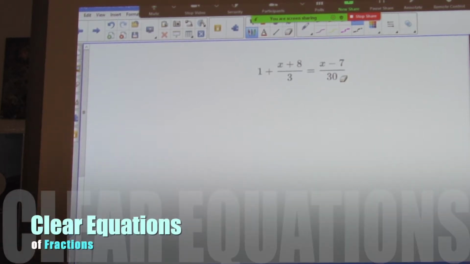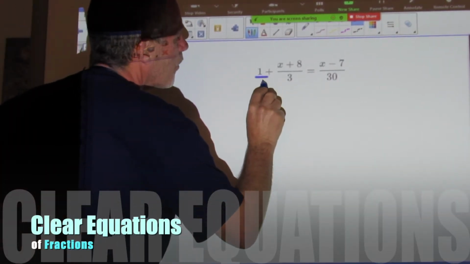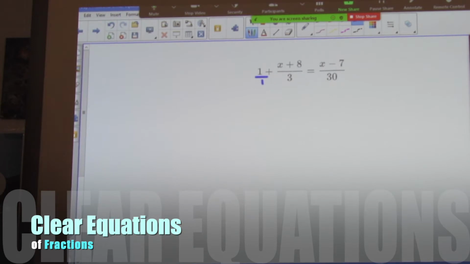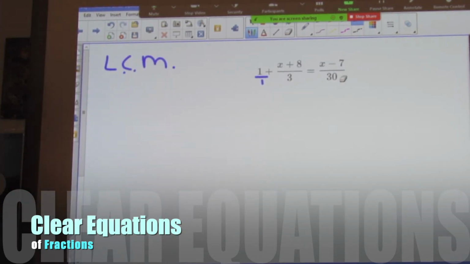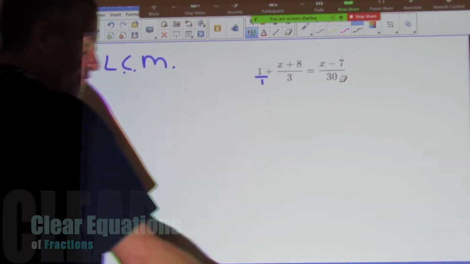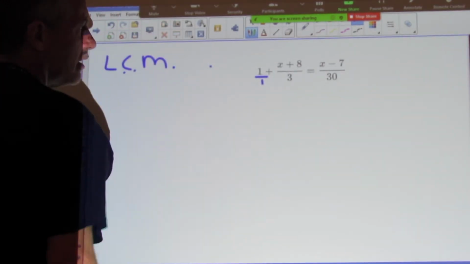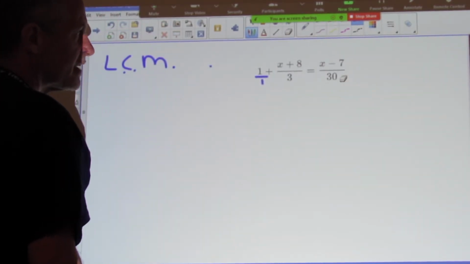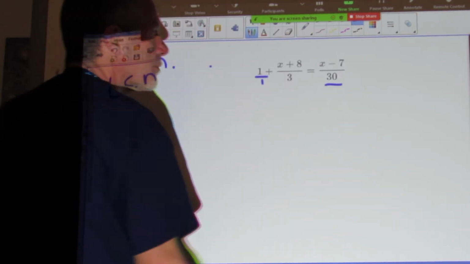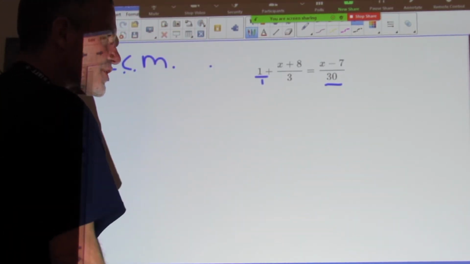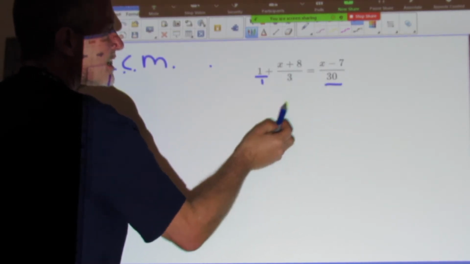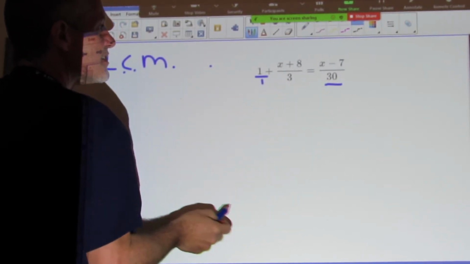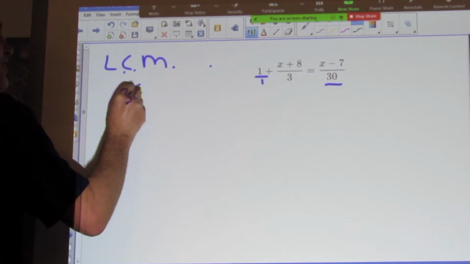All right, like I said, there is a 1 under there. So I'm looking for that LCM, least common multiple, of 1, 3, and 30. Again, I always want you to look at the biggest number. In this case, it's 30. Decide if 3 goes into it. Yeah, you can multiply by 10. Does 1 go into 30? Yes, it does. So our LCM here is 30.